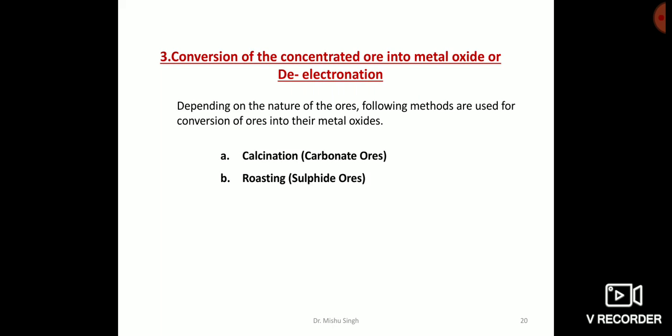Metals are usually present in ores as hydrated oxides, carbonates, and sulfides. Depending upon the nature of the minerals present in the ore, roasting and calcination are used for conversion of ore into their respective oxides.